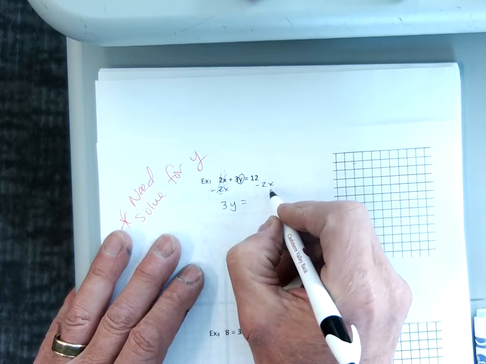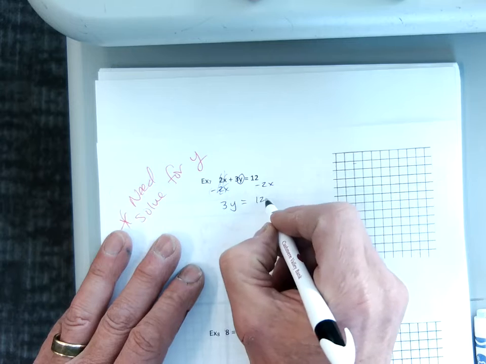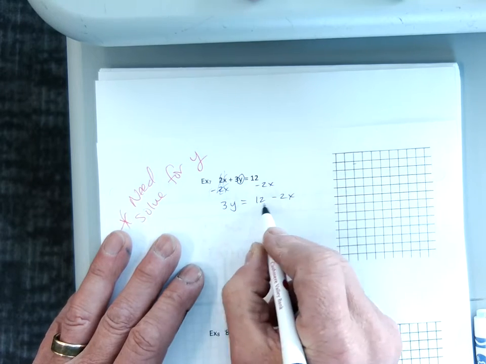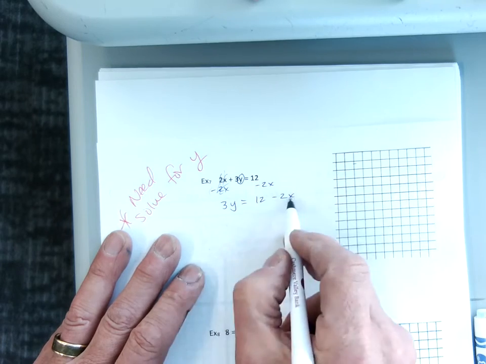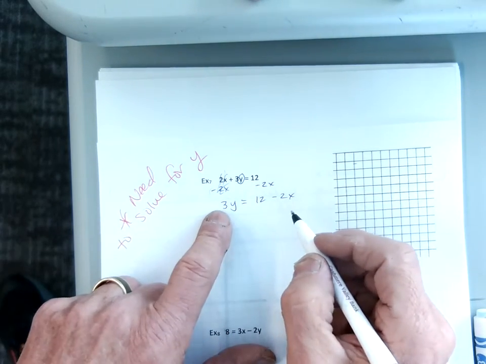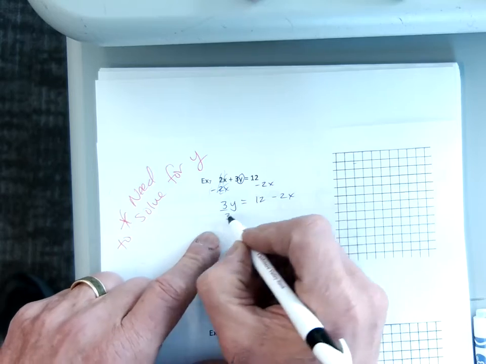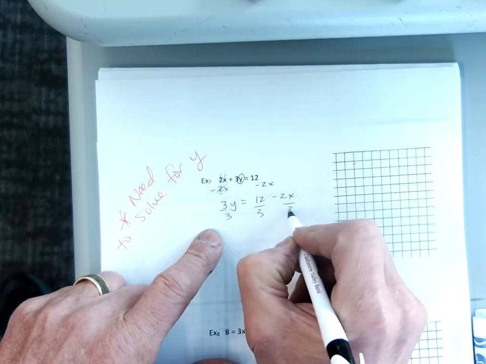12 minus 2x is not 10x. 12 minus 2x is just 12 minus 2x. You can't subtract these two because that's a number and that's an x. Do not subtract these. 12 subtract 2x is just 12 subtract 2x, okay? Then we're going to divide everything by 3, just like our warm-up. That'll cancel it.